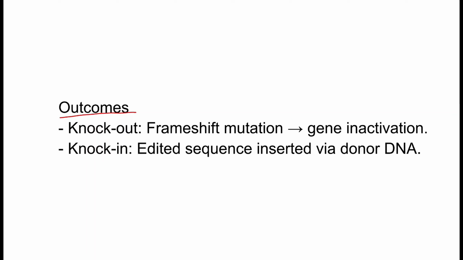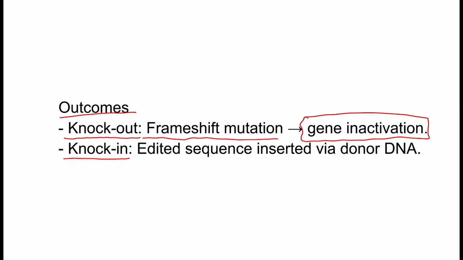Outcomes: there are two outcomes of CRISPR-Cas9, knockout and knock-in. Knockout: a frameshift mutation that leads to gene inactivation. Knock-in: an edited sequence is inserted via donor DNA. So these are the two outcomes.